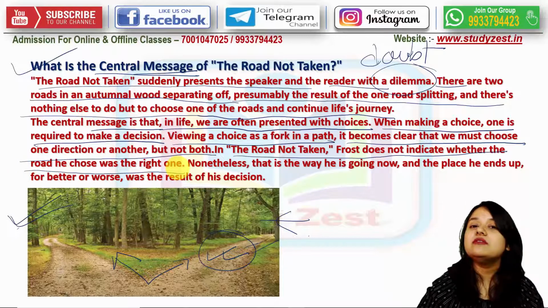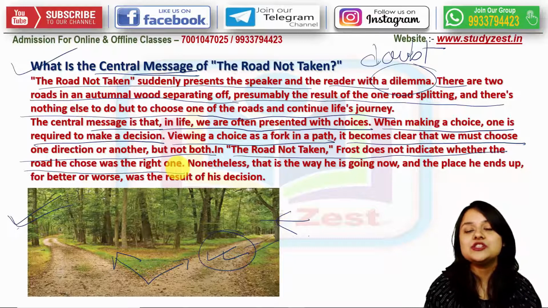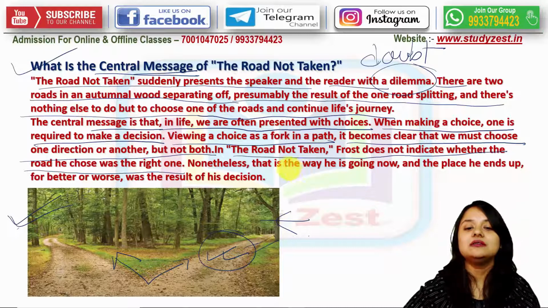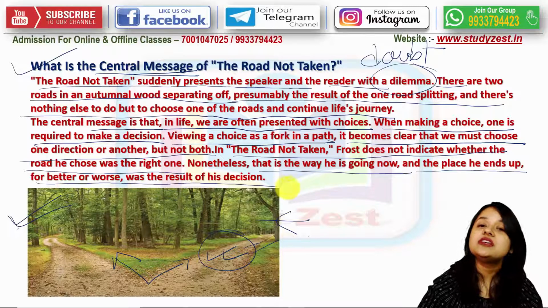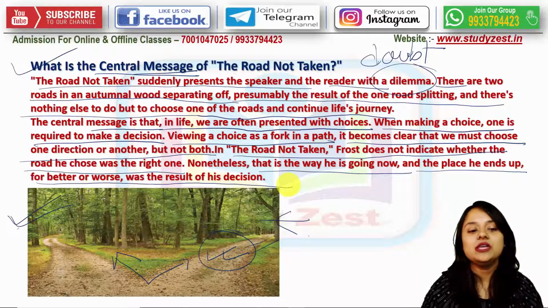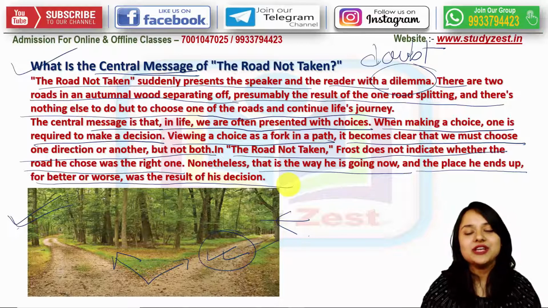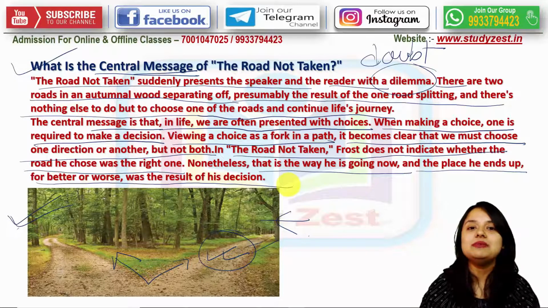Now, Frost does not indicate whether the road he chose was the right one. He never gives us any clue about what happened to him. Was it a successful attempt for him to tread on the less traveled, unsafe path, or what happened to him? However, it is the way he is going now. The place he ends up, for better or worse, was the result of his decision. He had to make a decision, which he made, and now he had to live with it. Most importantly, the poem is open to all readers. Read the poem, go through the poem, and I hope I could make the poem simple to you guys by this time.